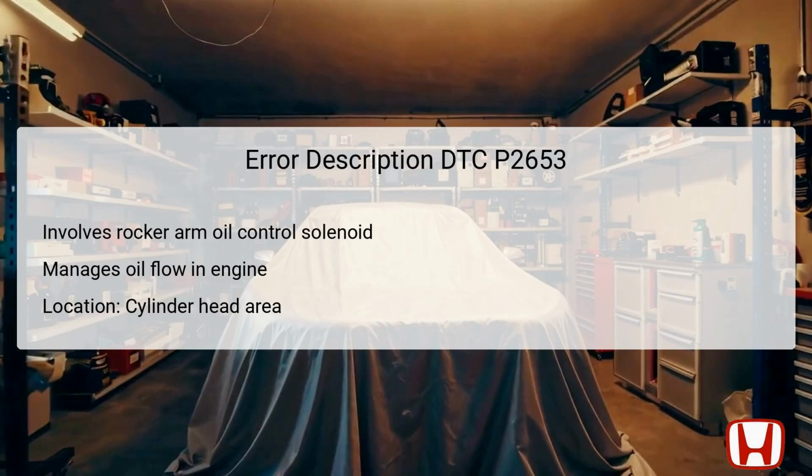This DTC signifies that the electronic control unit has detected voltage levels outside of the normal operable range for this solenoid. Addressing this fault is vital, since it is directly tied to how efficiently and effectively the engine operates.